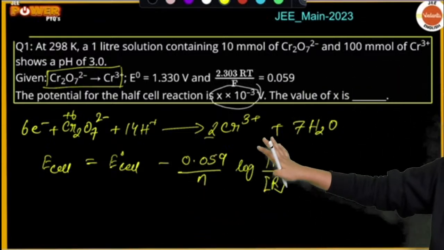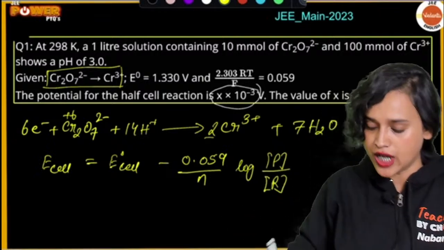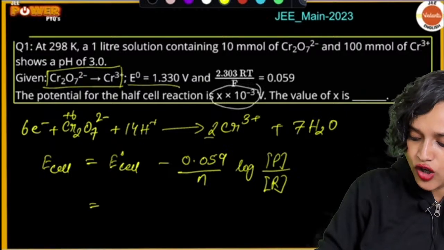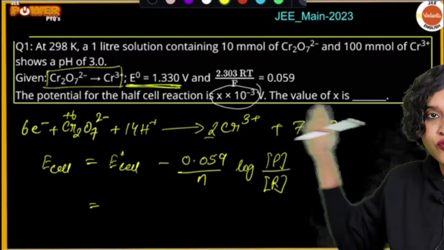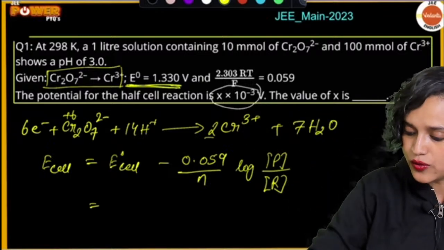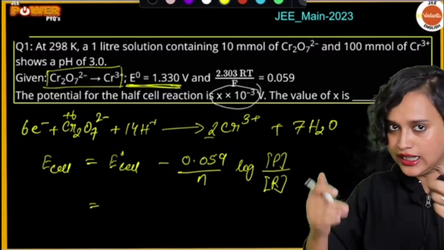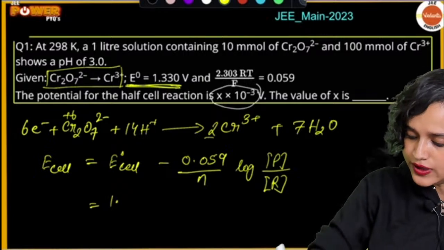Do you guys remember this formula? We have studied this in the electrochemistry chapter. You can clearly see that the E naught cell value is given to you, 1.330 volt. So what do we have to do? We have to substitute the values. Let us have a look at it.